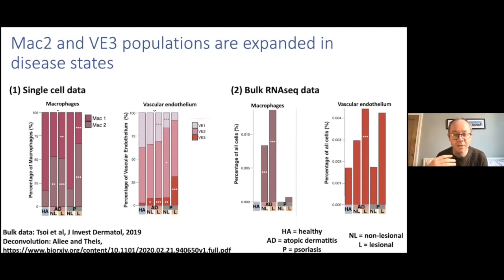Because of the cost and complexity of performing these experiments, the N numbers aren't big, so we can go back to look at bulk RNA sequencing data and use a process of deconvolution to try to make the predictions more broadly. Here we've used data from around 50 donors each from atopic dermatitis and psoriasis, and again there's a prediction from deconvolution that there's an expansion of MAC2 and V3 in the bulk lesional psoriasis and atopic dermatitis.